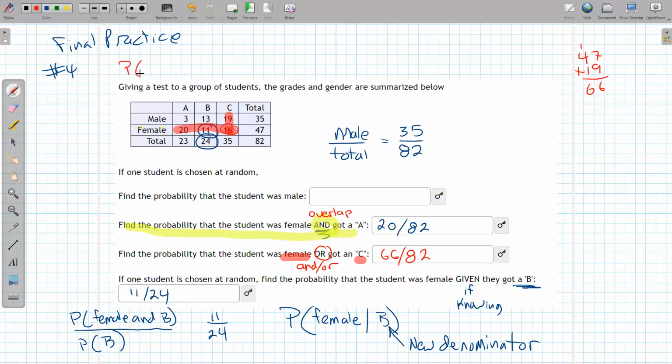the book's formula for the probability of female or getting a C is to get the probability of being female. That'd be the 47 out of 82. Add that to the probability of getting a C, that'd be the 35 out of 82, but you have to subtract the double count, which is an and, that's that 16.